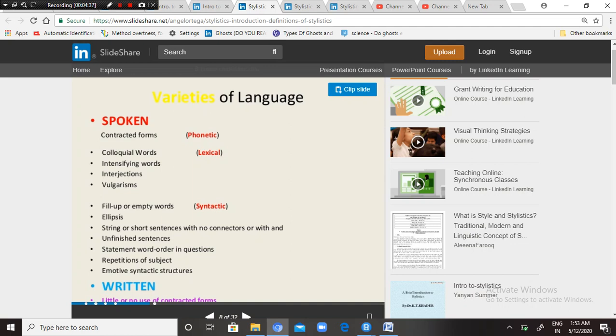Spoken: varieties of language which are spoken in our daily life. Spoken language features contracted forms, phonetic and colloquial words, intensifying words, interjections, and vocal screams. Lexical and syntactic features include fuller or empty words, ellipses, short sentences with a new construct or with an unfinished sentence, word order in a question, and repetition of a subject, emotional syntactic structure.